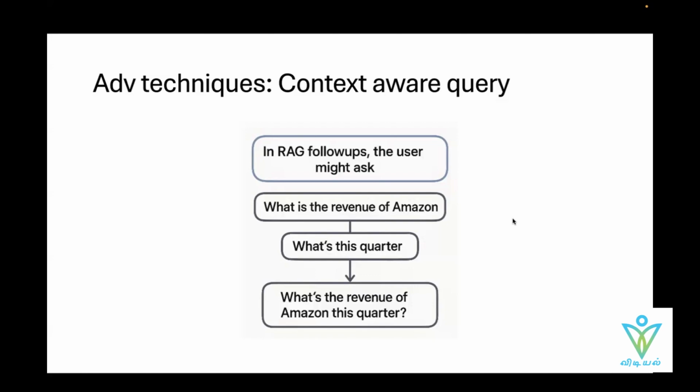So for example, the question is, what is the revenue of Amazon? And if you have a document that has the answer to this, it will go do a search for revenue of Amazon in that document. Wherever the revenue of Amazon is mentioned, it will pick that up and give you an answer. So what if the follow-up question that the user asks is, what's this quarter? What he's expecting is, what is the revenue of Amazon this quarter? But he's not asking all that. He's just asking, what's this quarter?